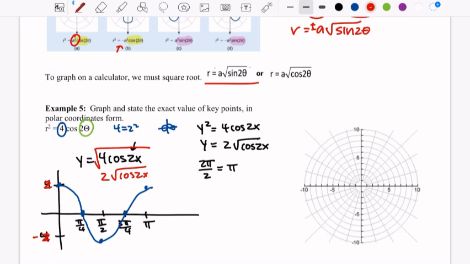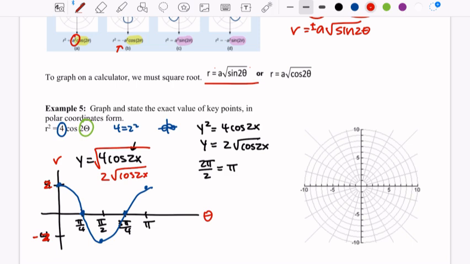Now our points are also going to be affected because we need to consider what points we're actually allowed to have. When we put in our inputs of thetas and get our outputs of radius, we want to make sure that the thetas we put in give us a radius that actually is real. And we know that in a square root, you can't take the square root of a negative number.